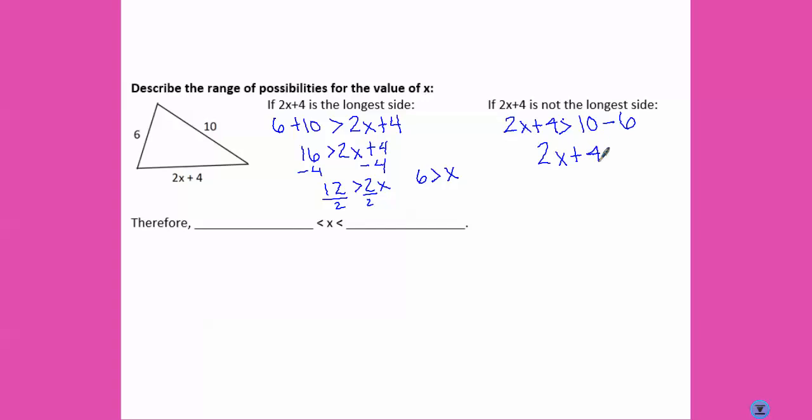2x plus 4 has to be greater than 4. Subtract 4. 2x has to be greater than 0. If we divide both sides by 2, x has to be greater than 0. So again, when we put it all together, smallest length, biggest length. So our x value would have to be in between 0 and 6. Now notice that it doesn't have the or equal to sign underneath, so it couldn't be equal to 0 or equal to 6. It would have to be somewhere in between.